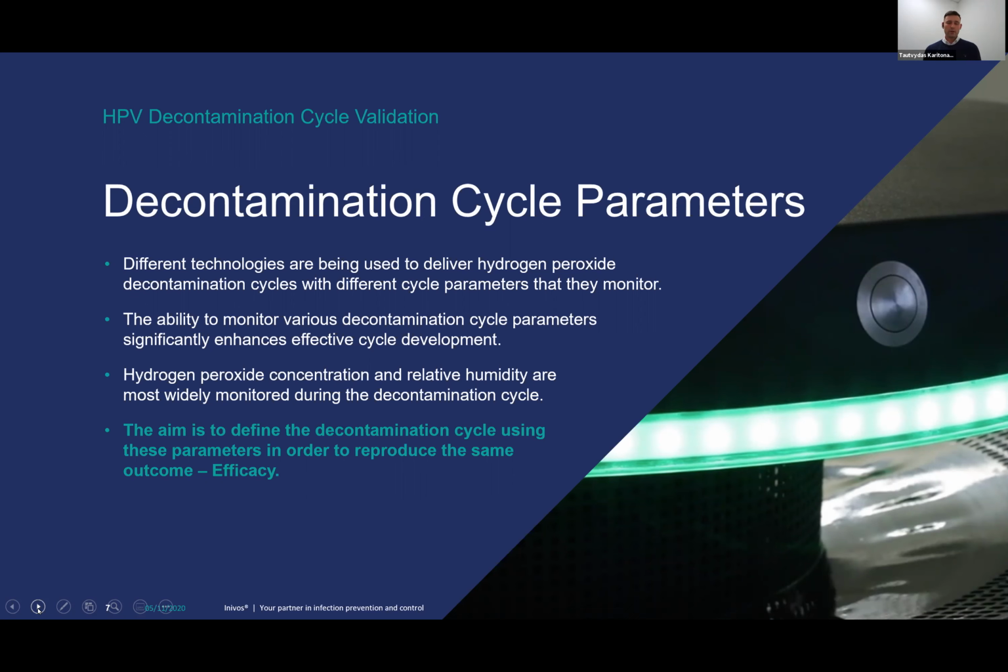But we know that hydrogen peroxide concentration and relative humidity are the most widely monitored during decontamination cycles. And rightly so: from the graph that Enrico just showed, it seems that if you monitor hydrogen peroxide concentration, you're likely to establish at what point you'd achieve your condensation. At the same time, if you monitor relative humidity, you can also predict and estimate when the condensation would occur, giving you the right level of efficacy. I suppose the main aim is to define your decontamination cycle using those cycle parameters in order to reproduce the same outcome, the same efficacy, each time you deploy the process.